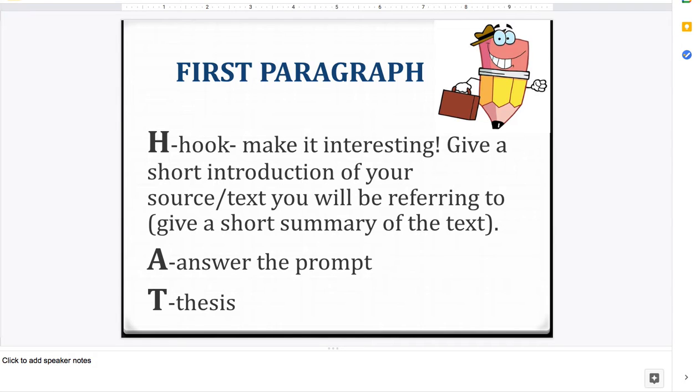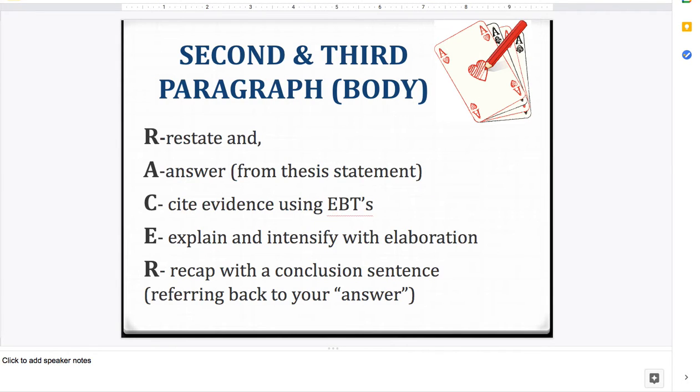You also want to include in your hook an introduction of the source that you're going to be citing from. And you want to give a short summary of the text. Because as I mentioned before, many of the readers that are reading your essays or your writing might have never read the book that you're referring to. So you want to introduce it. You want to include the title of the book. You might even want to include the author and just give maybe a 1 or 2 sentence summary of what the book is all about. And then of course the A and the T are together. You're going to answer the prompt with your thesis. And that's the last part of your first paragraph. So it sounds pretty short. That's okay. Then we're going to take a look at the second and the third paragraph.